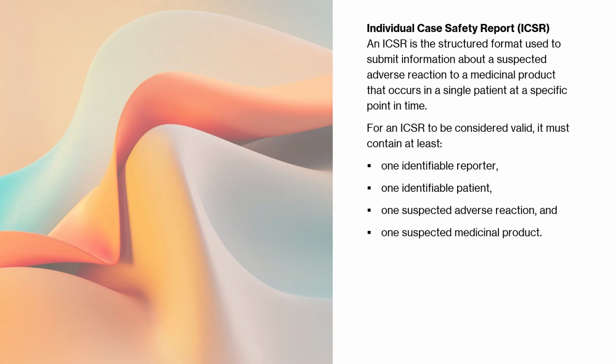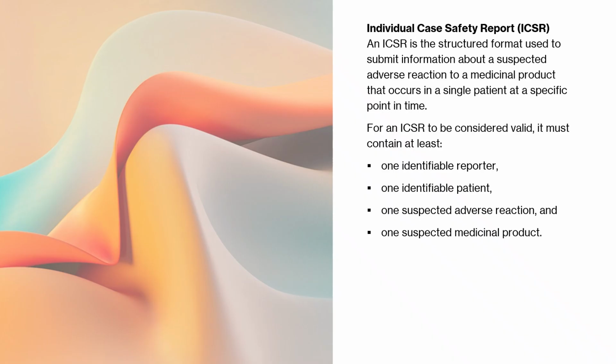So this one that we have here is the ICSR, which is the Individual Case Safety Report. Most of you are already aware, but for a report to be qualified as an ICSR, there are at least 4 valid factors that need to be there in that scenario. These are the identifiable reporter, the identifiable patient, a suspected adverse reaction, and a suspected medicinal product. I'm trying to make you understand these with some scenarios.